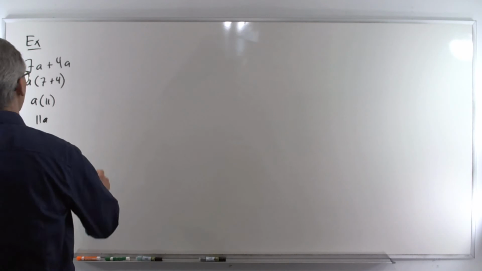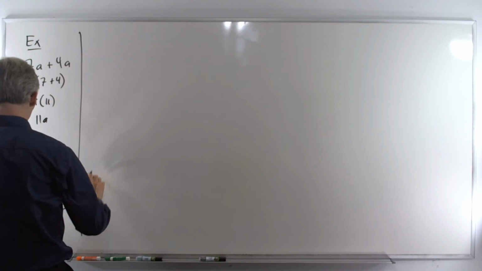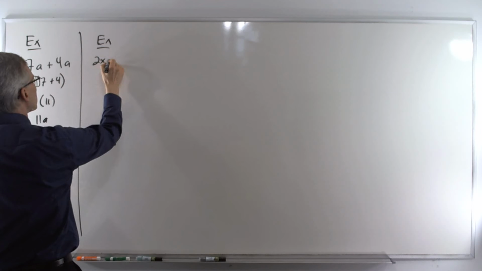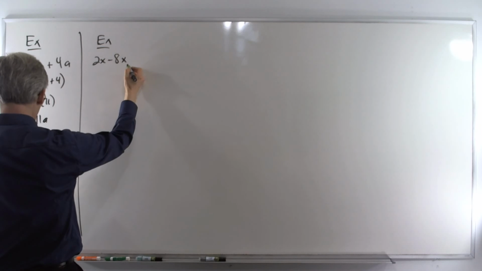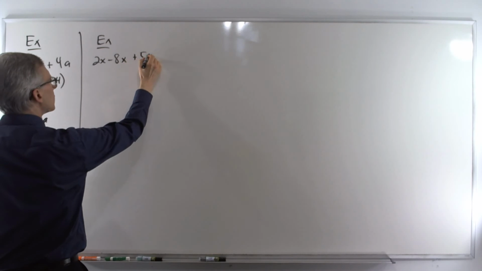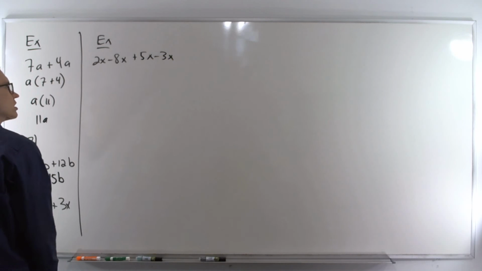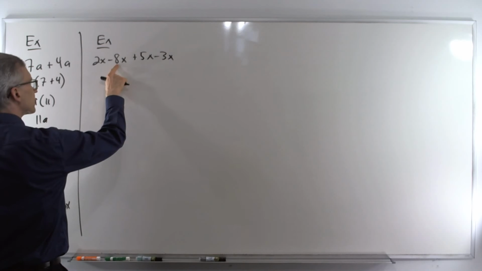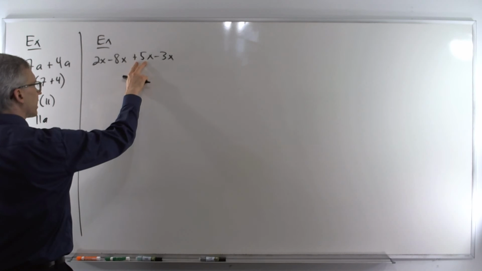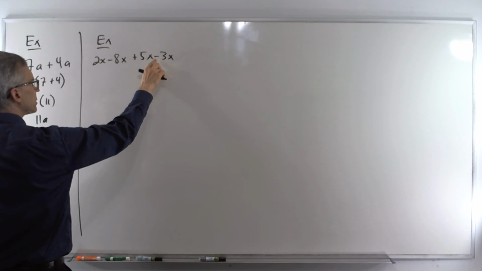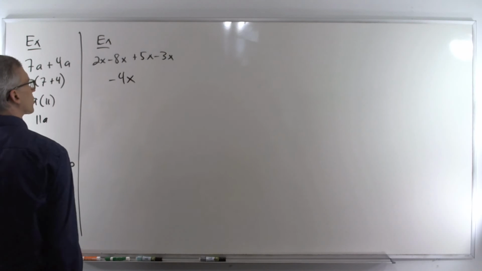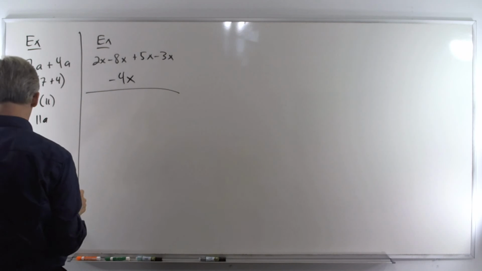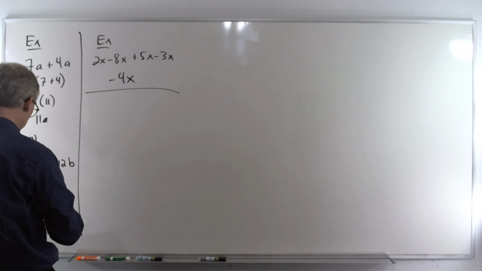Now this idea can be extended to any number of terms. So just add up all these numbers. So you got 2 minus 8, that's negative 6. Negative 6 plus 5 is negative 1. Negative 1 minus 3 is negative 4. So combine all those together to get negative 4x. Your turn, number 8.